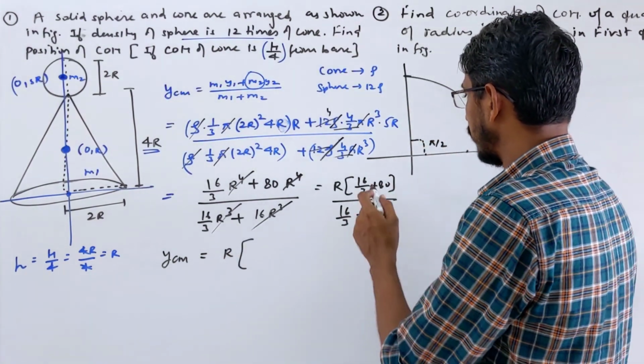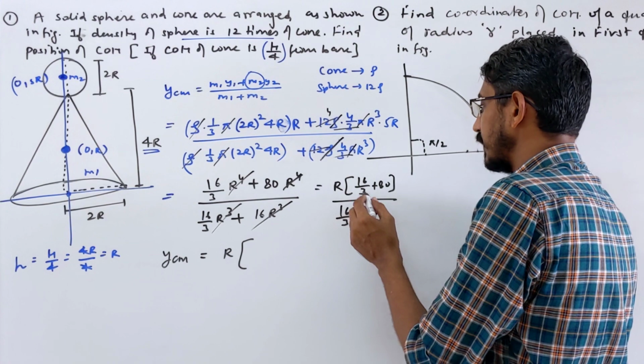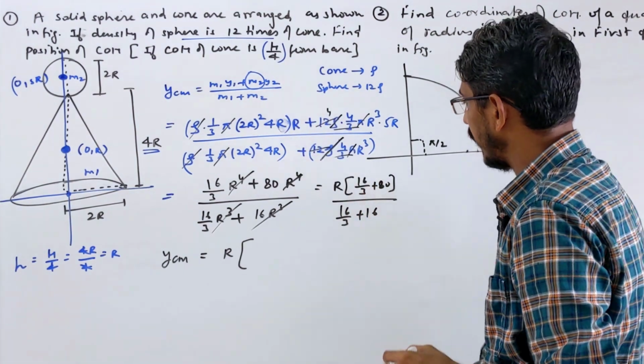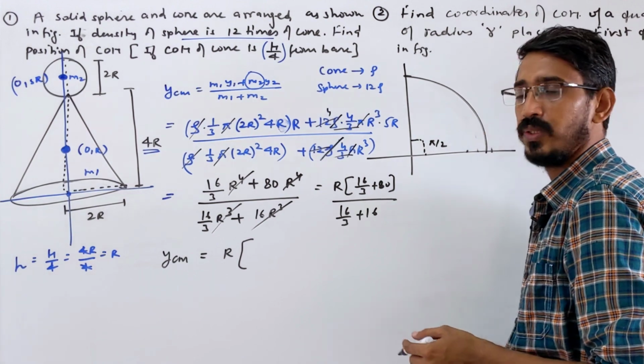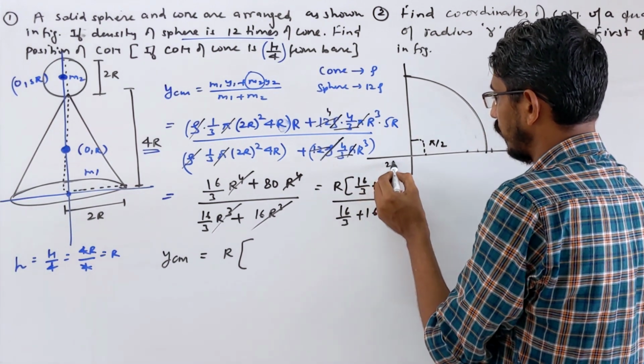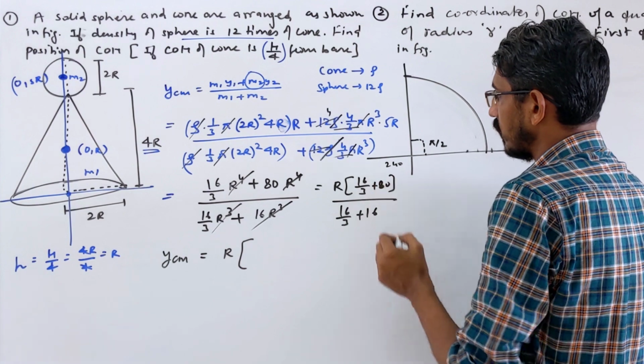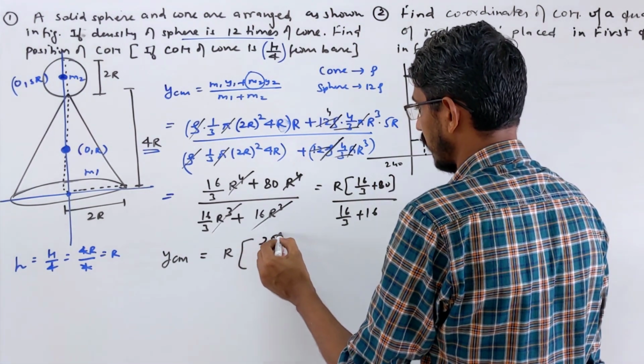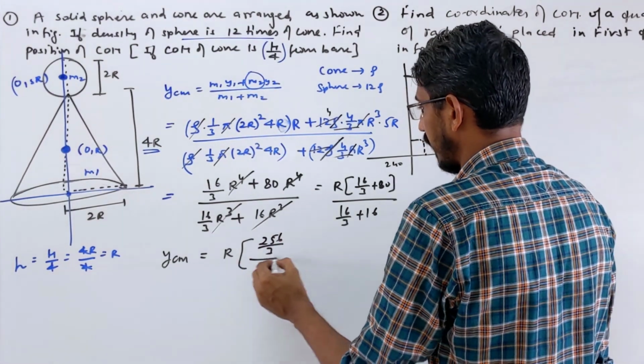Let's solve that part. So 16 by 3 plus 80 we have to do. 80 goes 3 times is 240, plus 16. So that becomes 256, so 256 by 3, down.